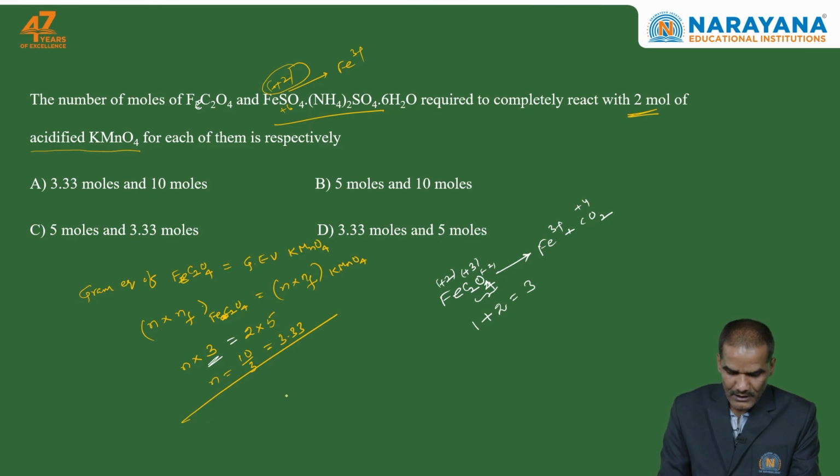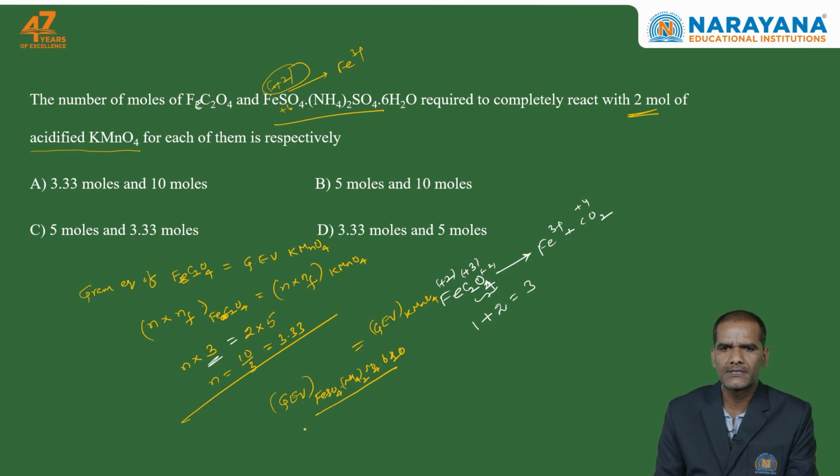Now, similarly, the gram equivalents of Morse salt, FeSO4 ammonium sulfate dot 6H2O, should be equal to the gram equivalents of KMnO4. If you see, in this particular case in the Morse salt, only 1 iron in +2 oxidation state is changed to +3 oxidation state. So the N factor for ferrous ammonium sulfate is 1 only.